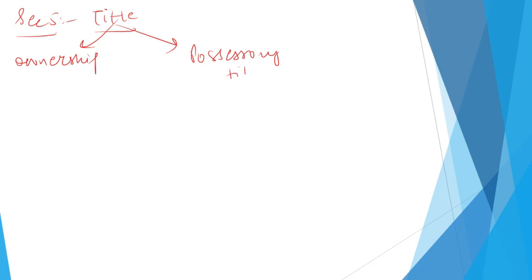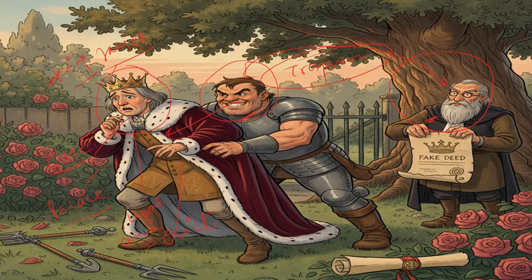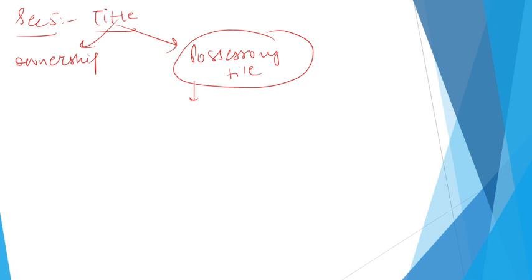Possessory title means the king can tell the court that I have been in possession of this property for like 15 years. 15 years of long, peaceful possession.